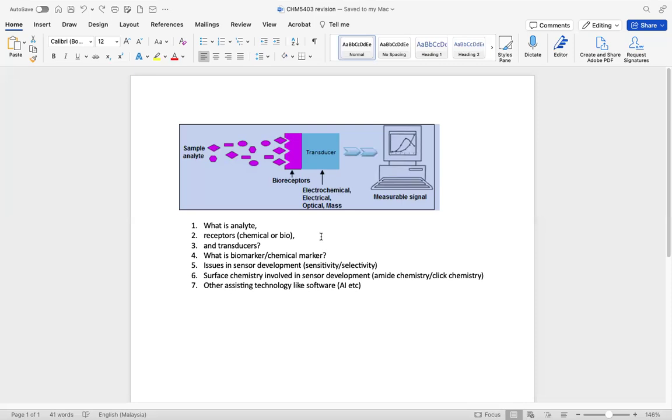Okay, so for example, I just mentioned here that you have to take notes. There are certain metal oxides, yeah? There are certain chemical reagents that can also be used as receptors. For example, ionophore. I've not discussed ionophore. So ionophore is a chemical reagent.